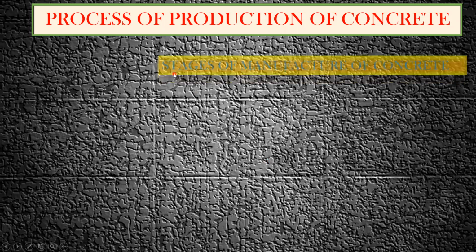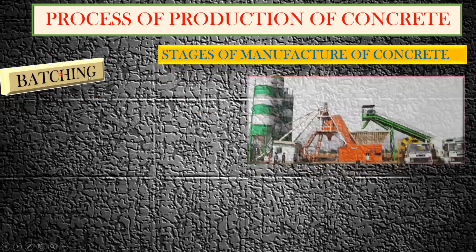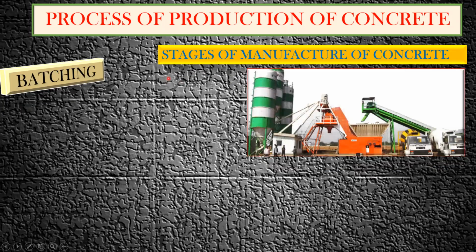So to begin with, the stages of manufacturing of concrete. The first stage we practice is called batching. In this we have two ways. One is what you normally see in local construction. There, a mason and a contractor will keep the cement bags, the coarse aggregate, the fine aggregate, and the water ready, and they try to prepare the concrete there. So that is normal manual batching, I would say.